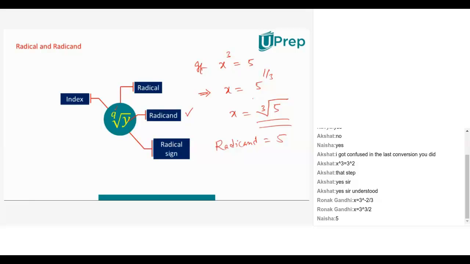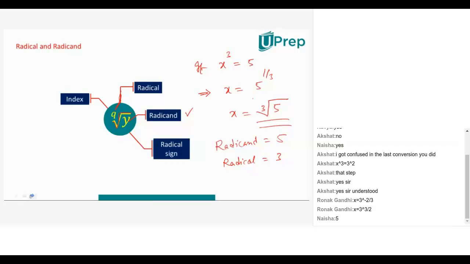Q. Very good. Radical is nothing but this q. This one. Very good. So here, what is the radical? Tell me. 3. Very good. Now, radical sign is nothing but whatever this sign we are talking is, this sign is a radical sign, right? So that's how we look at these numbers.